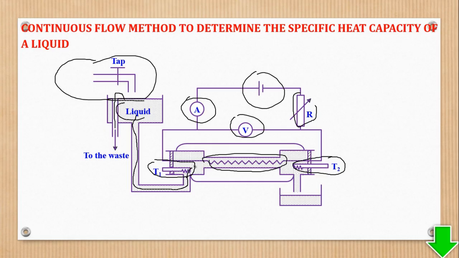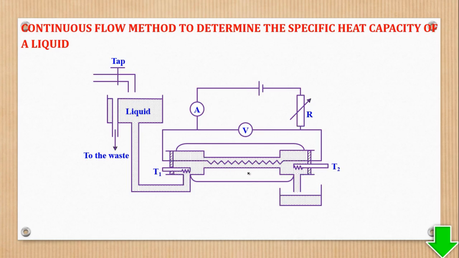Then after that, this liquid will go here. As it passes through this, the heater will heat the liquid, so it reaches here with a different temperature. This thermometer will measure its temperature, and we call it the outlet temperature. Then it can go to be collected here. So this is a container to collect the liquid for a given time.